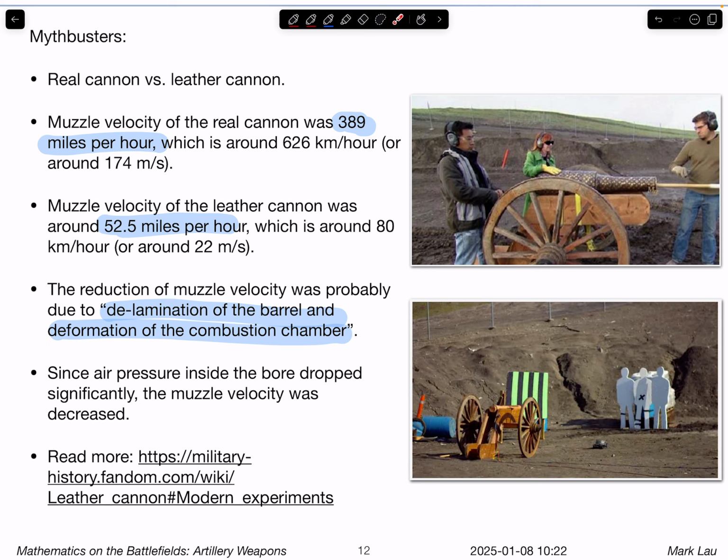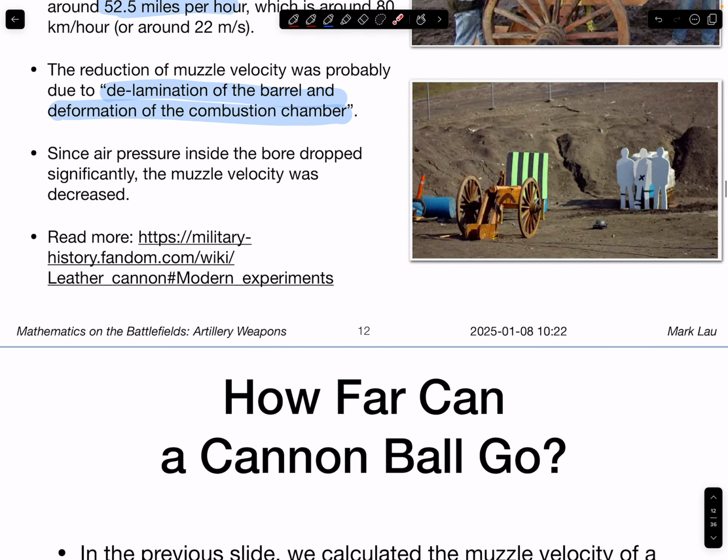Okay, and the deformation of the combustion chamber: this is where the gunpowder ignites and generates pressure to push the projectile. If the entire chamber is deformed, the burn pattern of the powder changes. Basically, if the cannon is made out of leather, then the cannon structure changes when we are shooting a cannonball, and that's why the entire thing is not that efficient. That's the summary, I guess.